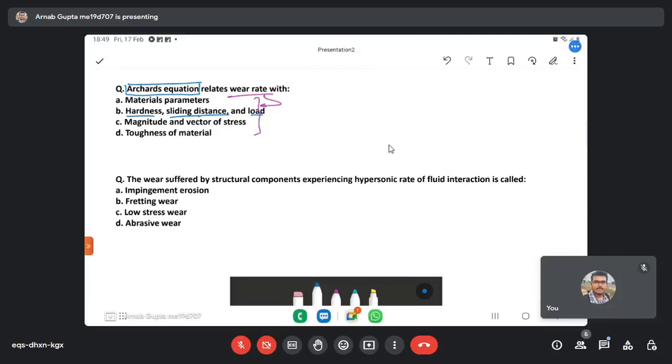So generally volumetric wear is denoted by V. It's directly proportional to the load. It's directly proportional to the sliding distance, say S, but it's inversely proportional to the hardness. So you get something like this, where K is the proportionality constant. It depends on the sliding conditions. So whether you are having an abrasive type of wear.